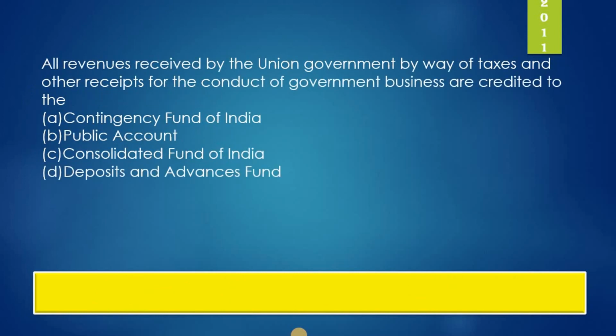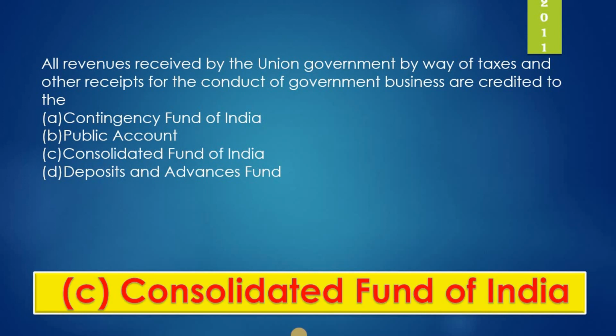Next question. All revenues received by the Union government by way of taxes and other receipts for the conduct of government business are credited to which of the following? That is the Contingency Fund of India, Public Accounts, Consolidated Fund of India, or Deposits and Advances Funds. So the answer is option number C, that is Consolidated Fund of India. So any taxes or any receipts of the government are credited to the Consolidated Fund of India.